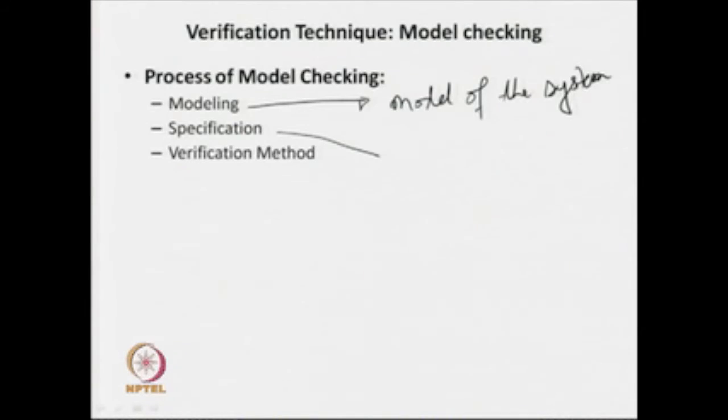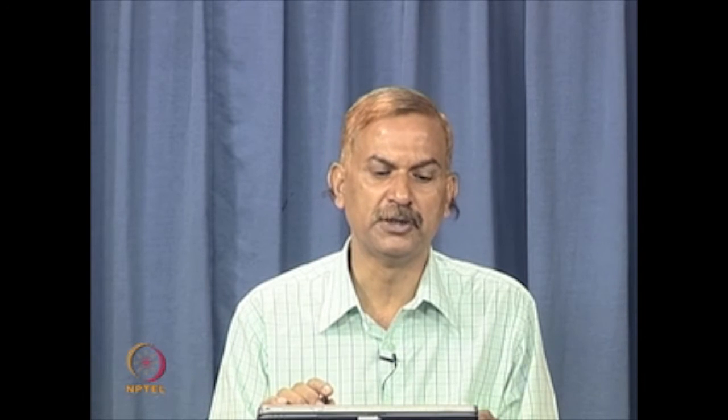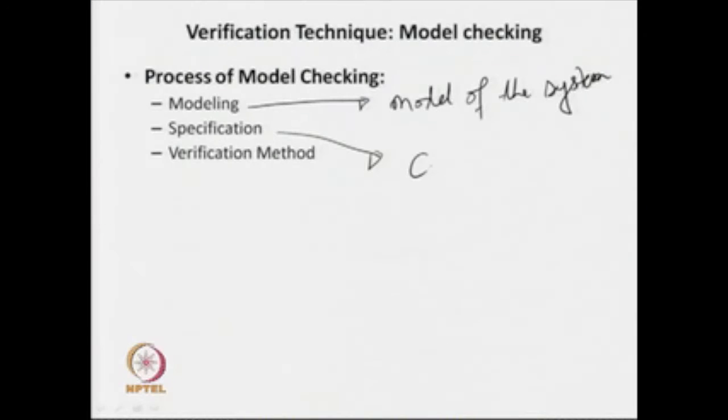The second component is specification, or the property to be satisfied by this particular system, that is, the property that will be satisfied by the model, because we are going to extract the model of our system. In the last class we introduced temporal logic. Temporal logic can be treated as a specification language, and we can use it to specify our property. We discussed a special class of temporal logic known as CTL, computational tree logic.